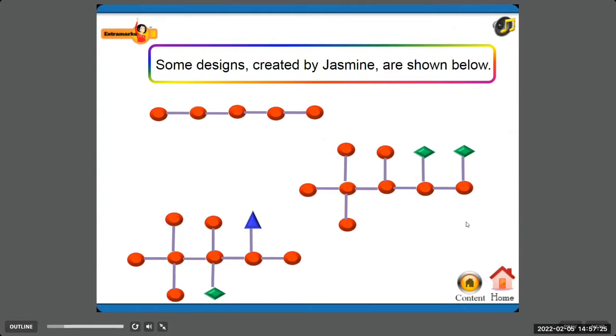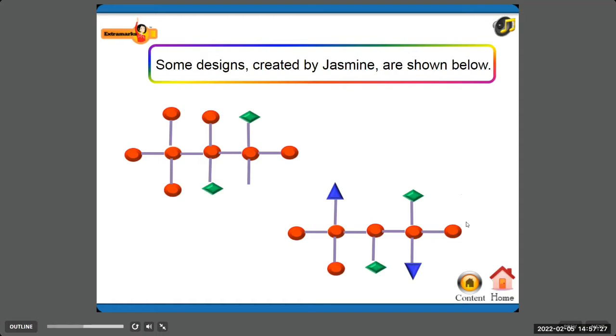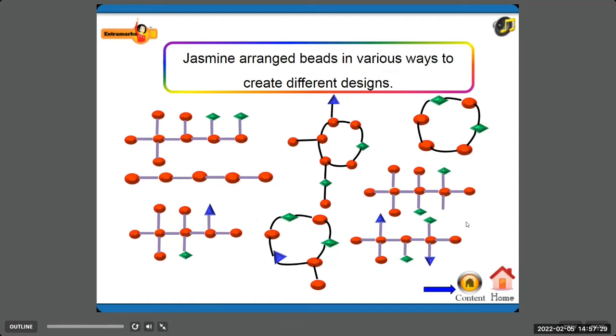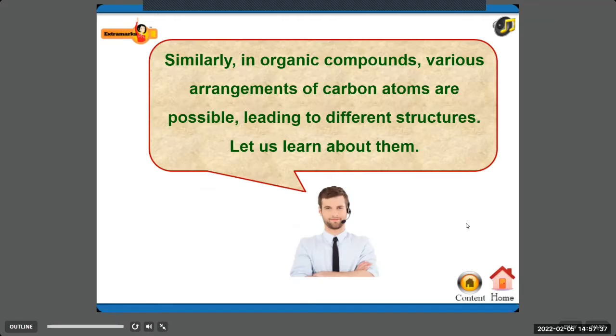Some designs created by Jasmine are as follows. Look at these designs carefully. Jasmine arranged beads in various ways to create different designs. Similarly, in organic compounds, various arrangements of carbon atoms are possible, leading to different structures.